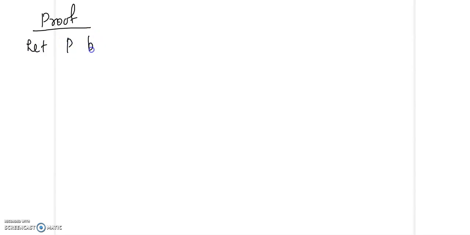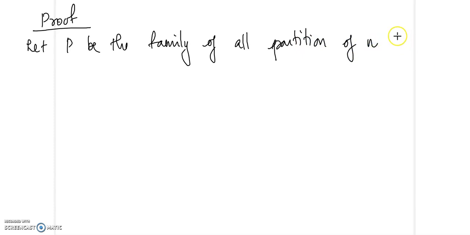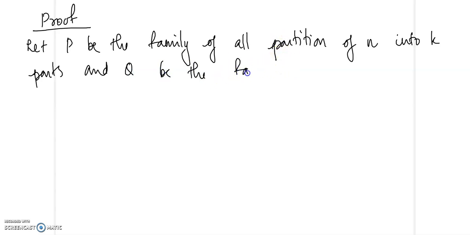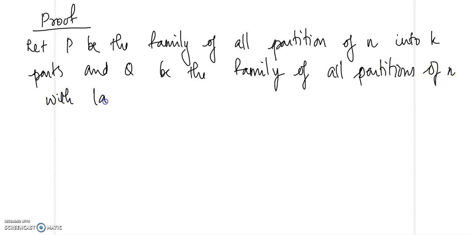Let P be the family of all partitions of n into k parts, and Q be the family of all partitions of n with largest size k. Now let us define a mapping from P to Q. If we can show that it is a bijection, then the cardinality of P will be equal to the cardinality of Q. That will be the required result.